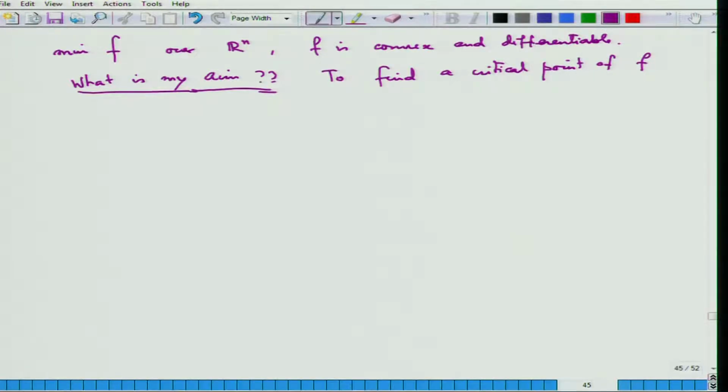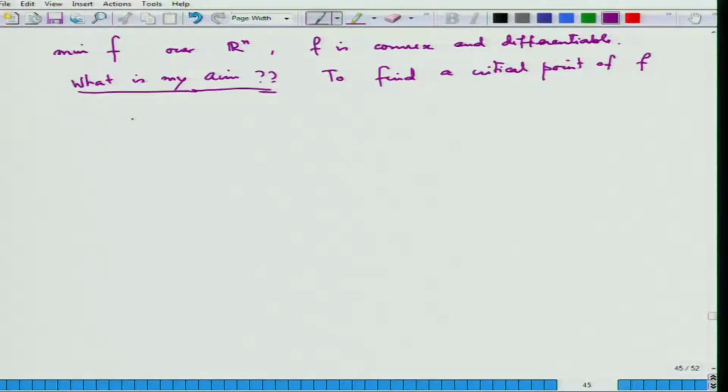So, I have to find a critical point of f, because I know that a critical point of f is a global minimizer of f, since f is convex and differentiable. The question is, how do I find a critical point of f? What I do is start with a sequence of points, beginning with a vector x naught. This is an arbitrary starting point. This is how algorithms are done.